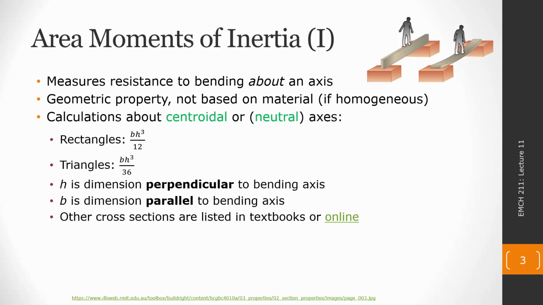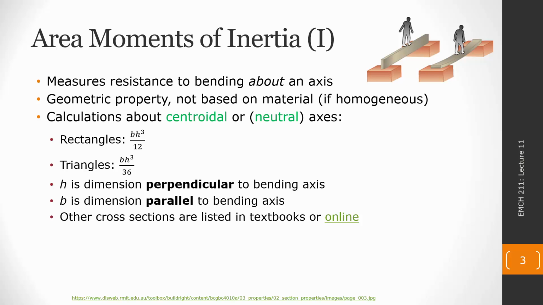So we are going to be calculating the moment of inertia about what we call the centroidal or the neutral axes. The centroidal or the neutral axis is going to mean the same thing. They are the axes that pass through the centroid of our cross-section. And we're going to have a horizontal one and a vertical one.